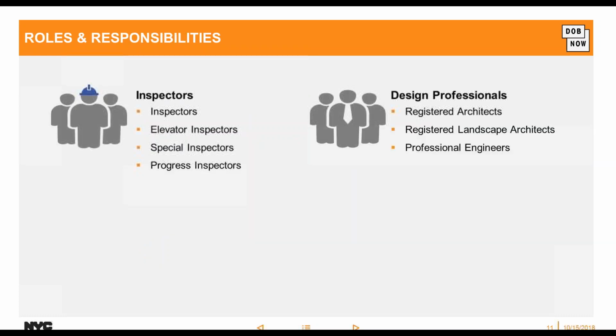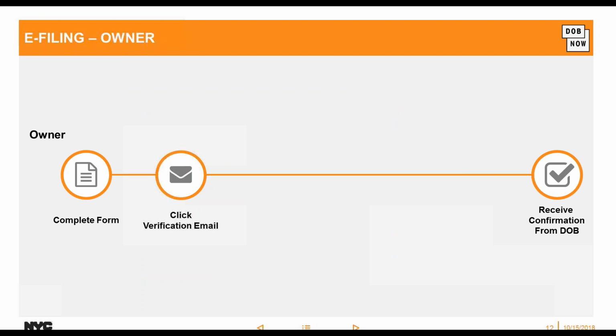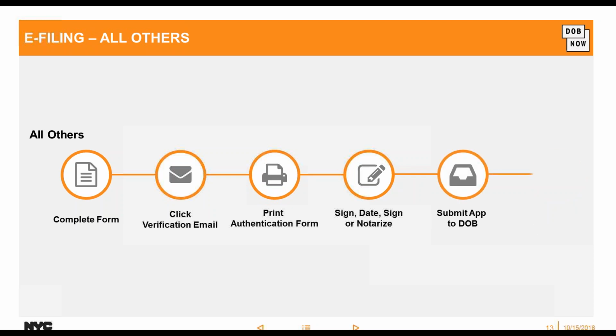Roles and responsibilities. Inspectors, design professionals, other stakeholders, property owners, filing representatives, and site safety teams can access the industry portal. For e-filing, the owner completes the form, clicks the verification email, and receives confirmation from DOB. All others complete the form, click the verification email, print the authentication form, sign and date or notarize, submit the application to DOB, and receive confirmation from DOB.